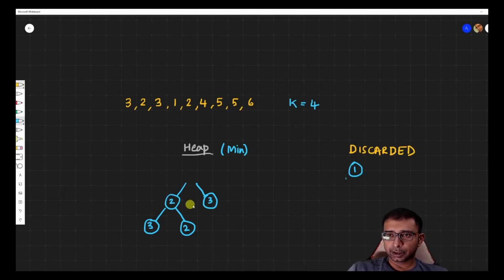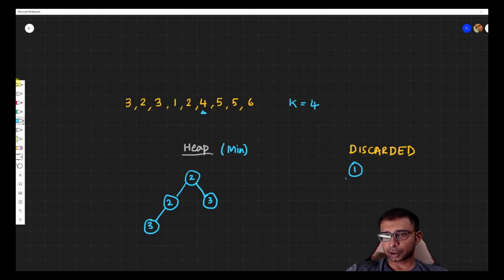Now 2 and 3 over here fight to become the root of the heap. Clearly 2 is smaller, so 2 will win in this case and 2 will be promoted as the root of the heap. And then again 2 and 3 will compete, and this time this 2 will win and it will go over here. So the heap will look like this, right? Let's also maintain the position where we are. So we are done with the 5th element, so we come over here.